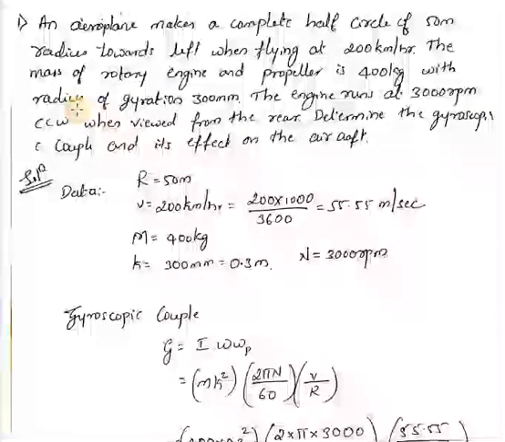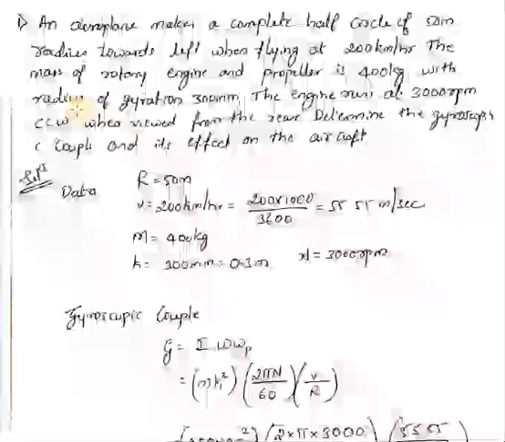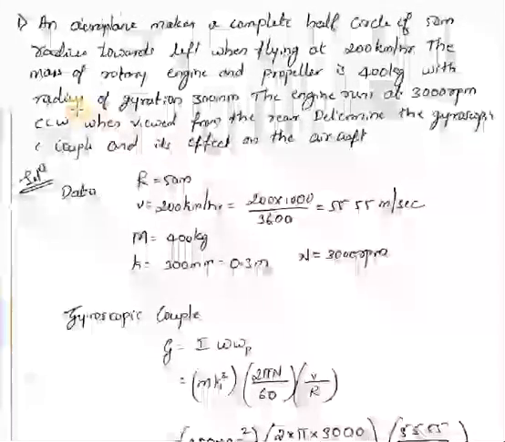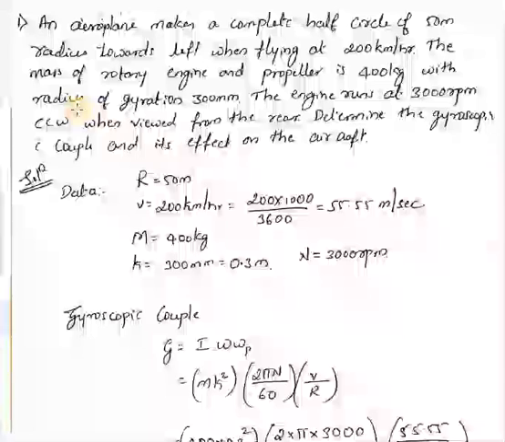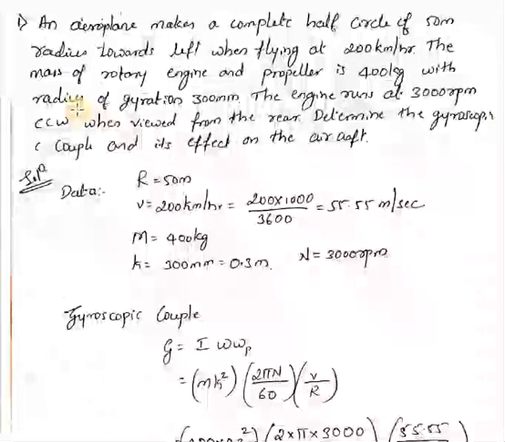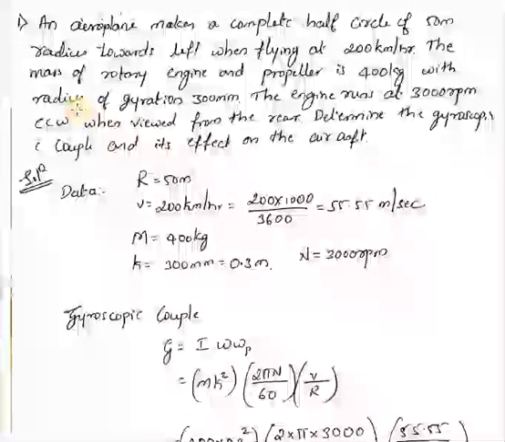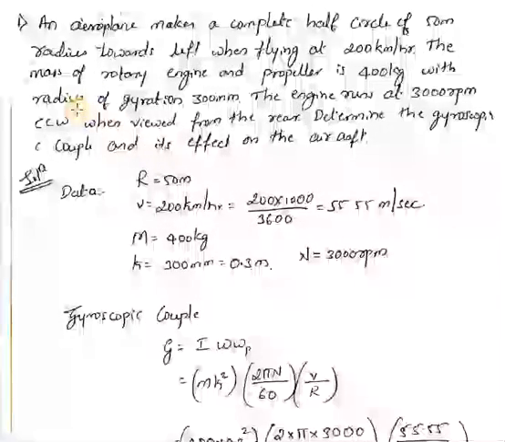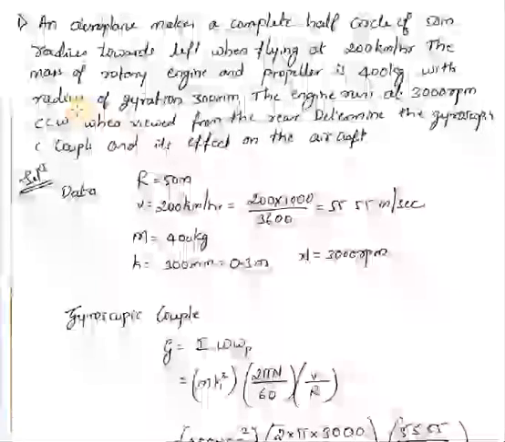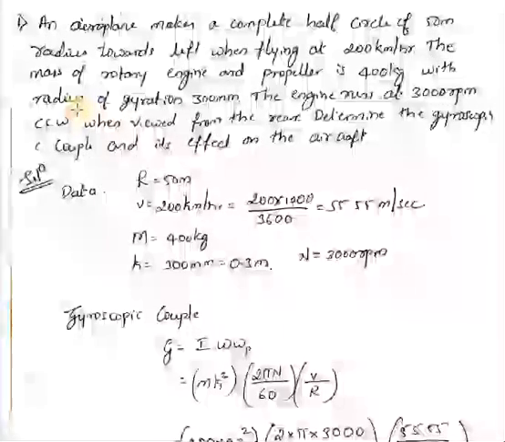Before starting with the actual solution, as I used to tell you, first you need to list the given data. The radius R is 50 meter, and the velocity is 200 km per hour. We need to convert this into meter per second. So 200 into 1000 gives meters, divided by 3600 gives per second. Together I get 55.55 meter per second.